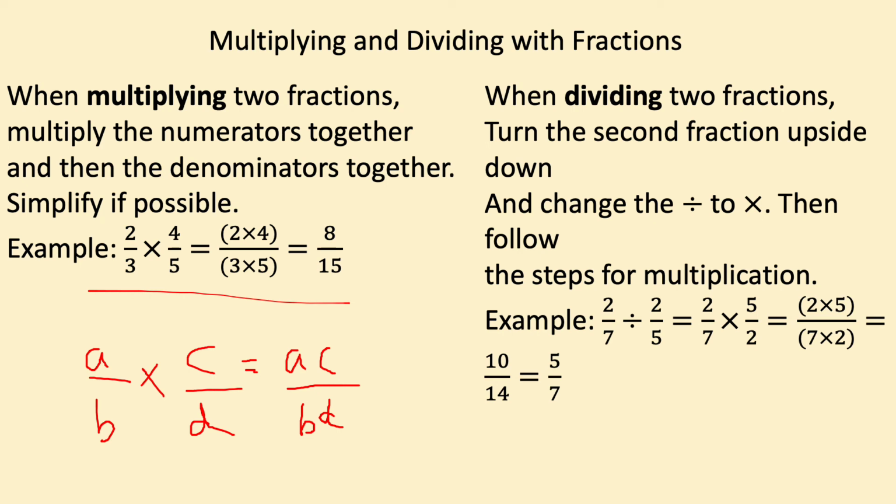Example, 2/7 divided by 2/5. So keep 2/7 the same, flip 2/5, so find the reciprocal, which is 5/2, and then times. 2 times 5 is 10, 7 times 2 is 14, 10/14 simplifies to 5/7. So that is my answer for this question. Okay, so I can cancel there and there. I get 1 and 1, cancel there and there. I get 1 and 1, which is going to be 5/7.